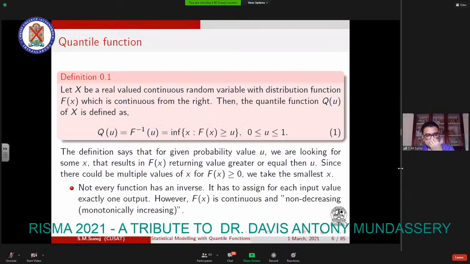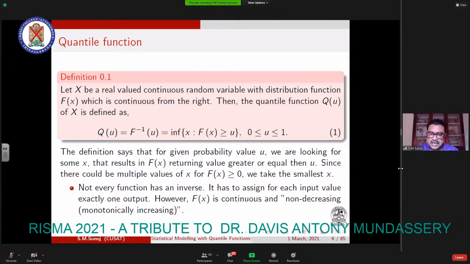Now, how do we define quantile functions? Let X be a real-valued continuous random variable with a distribution function capital F, which is continuous from the right. Then the quantile function Q(u) of X is defined as Q(u) = F inverse(u). It is simply the inverse function of the cumulative distribution function. So it is the infimum of x such that F(x) is greater than or equal to u, where u lies between 0 and 1.